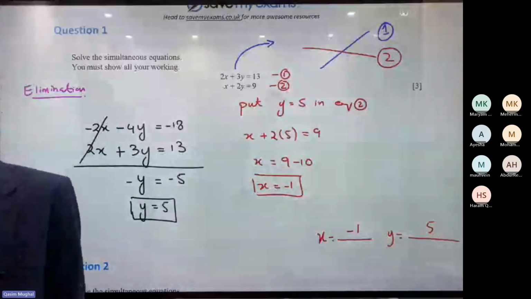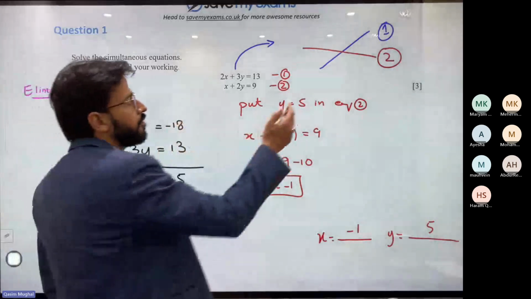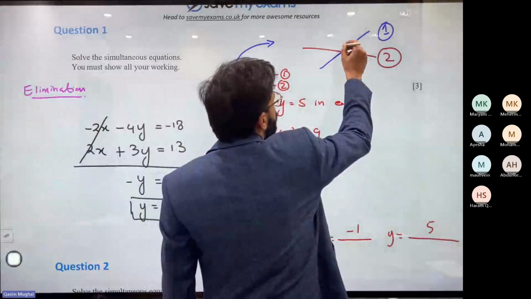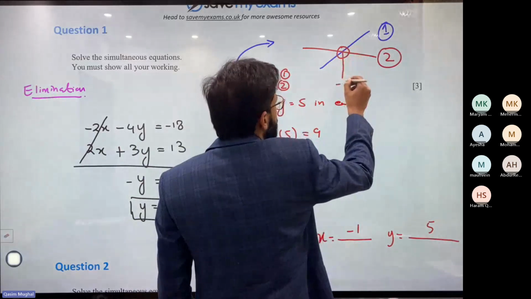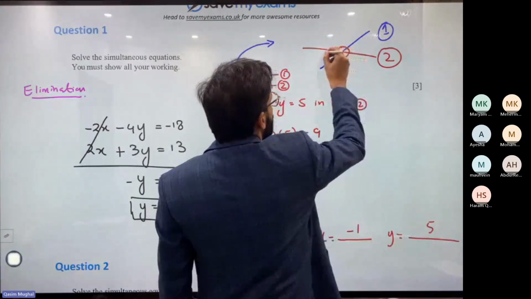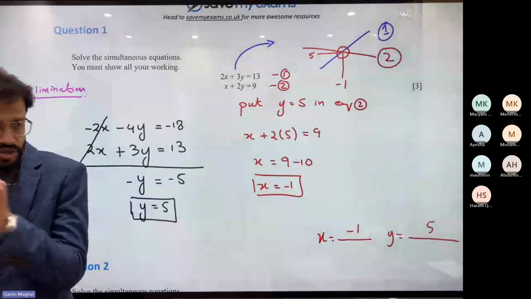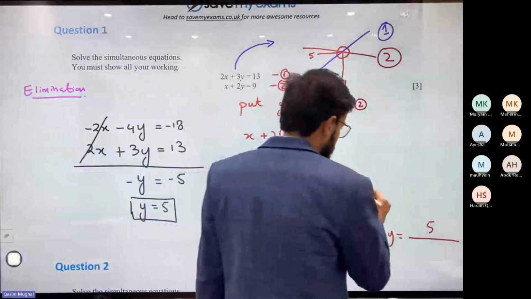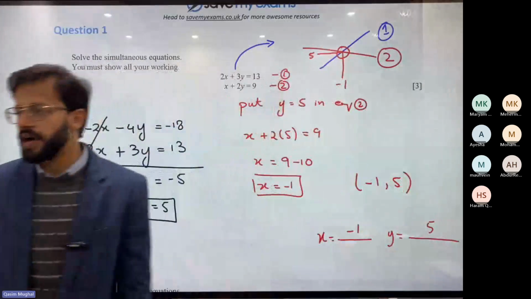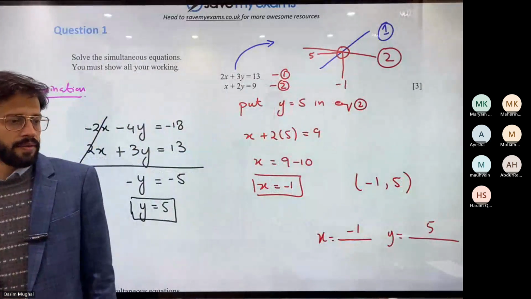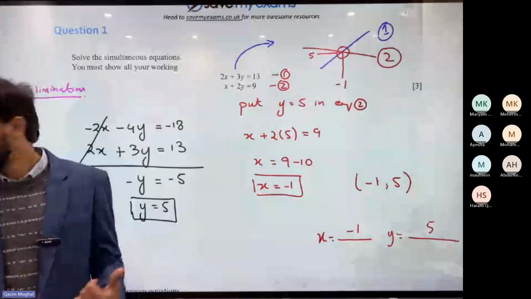Now, solving the two equations simultaneously, the graphical meaning of it is that both the lines are intersecting at x equals -1 and y equals 5. That intersection point has this particular address, -1 and 5. यहाँ तक क्लियर है? ठीक है?